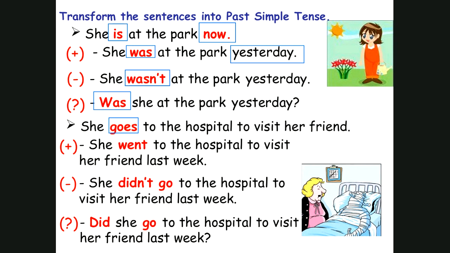And that's why over here we have to change the verb in the affirmative sentences. So, affirmative. The past of go is went. She went to the hospital to visit her friend last week. Negatives and questions use the auxiliary did or didn't. She didn't go to the hospital to visit her friend last week. Did she go to the hospital to visit her friend last week?